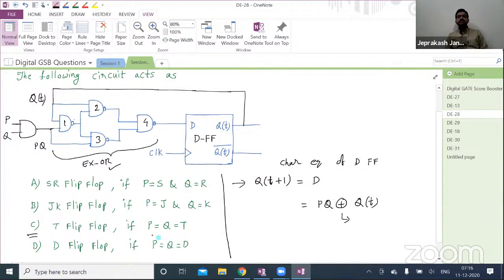So just consider if P equal to Q equal to T, that means P and Q are nothing but T and T. That is nothing but T, right? So T exclusive OR Q of T. So Q of T plus 1 equals T exclusive OR Q. That is nothing but the characteristic equation of T flip-flop, right? So it is matching, so option C is the correct one. In this way, you have to proceed whenever you get questions related to this particular model.